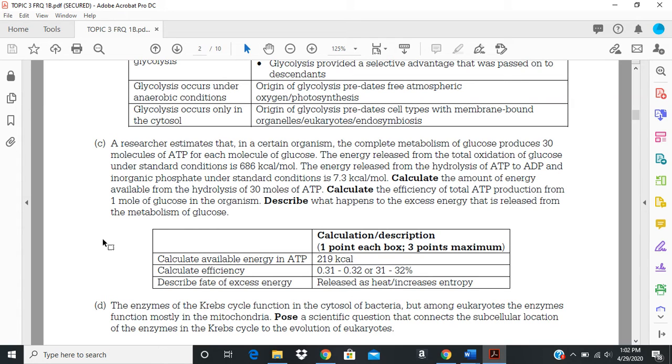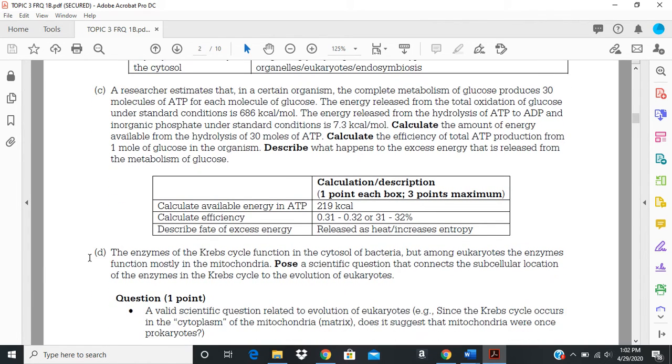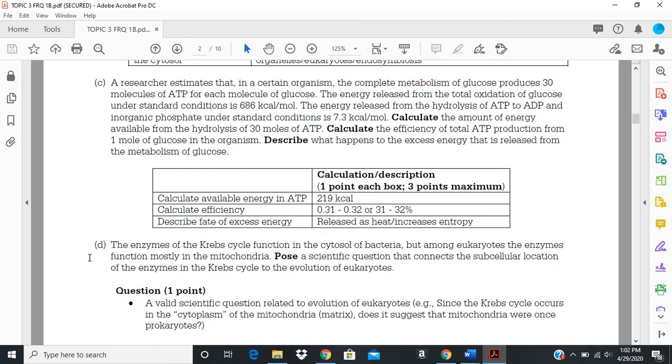Okay, we know that Krebs cycle happens in the cytosol of bacteria. It happens in the mitochondria in the matrix. So we know that the matrix of the mitochondria is similar in its environment and chemical makeup to the cytosol of bacteria. So they want you to ask a question. Something like this could be, since the Krebs cycle occurs in the cytoplasm, does it suggest that the mitochondria were once prokaryotes? Boom, done.